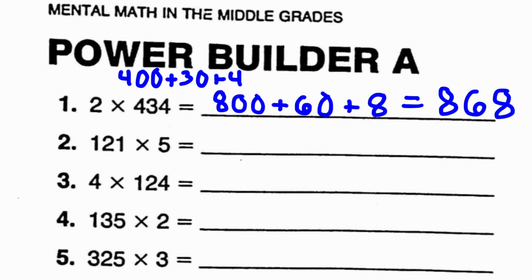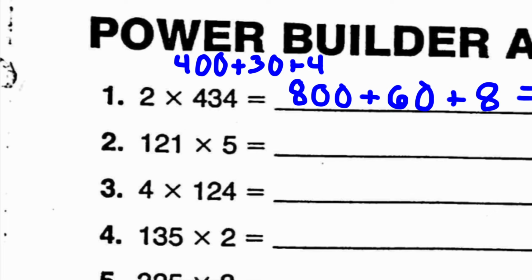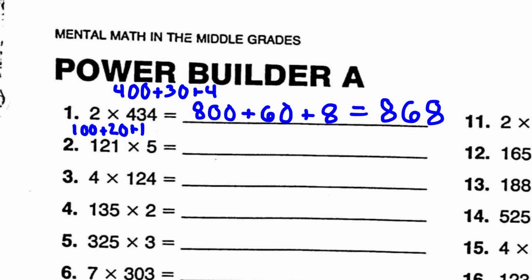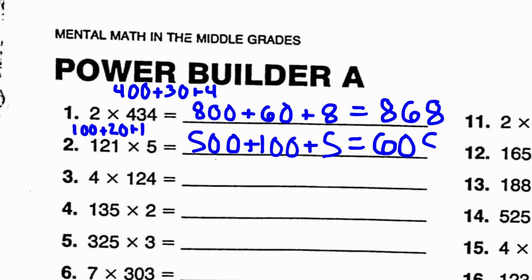Okay, number 2, 121 times 5. Break up the 3-digit number into 100 plus 20 plus 1. And multiply 5 by each of the parts. 5 times 100, 5 times 20, 5 times 1. Okay, 5 times 100 is 500. 5 times 20 is 100. And 5 times 1 is 5. You add those up and you get 605.